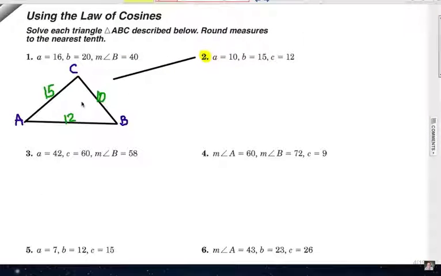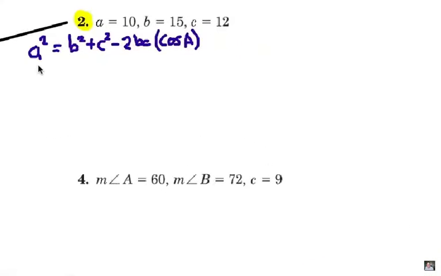Alright, I've put all my known lengths of the triangle sides here, 12, 10, and 15. And notice how I labeled them. We're going to have to look for angle A, angle B, and angle C. So let's go ahead and just choose. I'll go in alphabetical order. I'm going to first look for angle A there. And so I'm going to use the little a version of the law of cosines. It looks like this. a squared equals b squared plus c squared minus 2bc times cosine A.